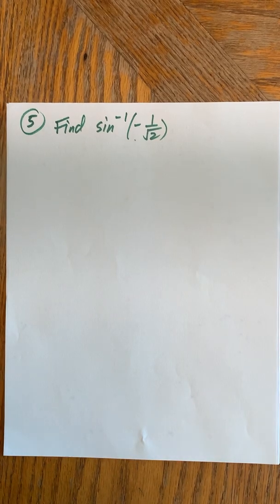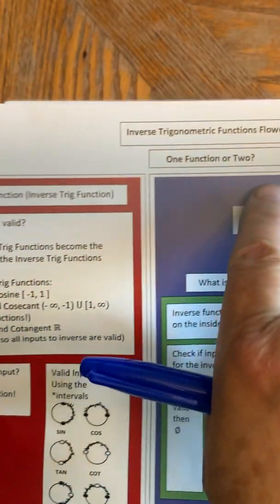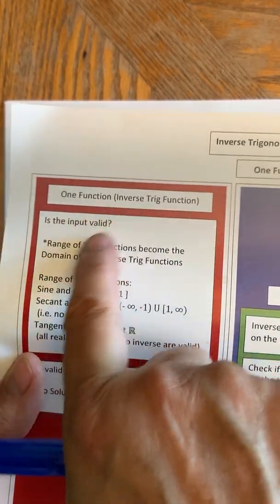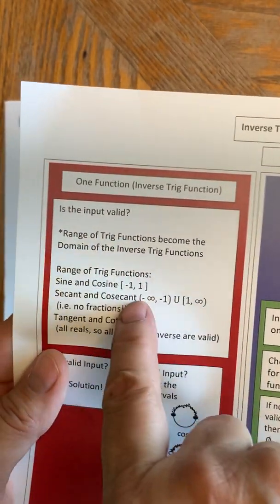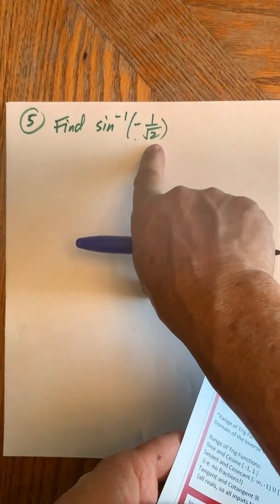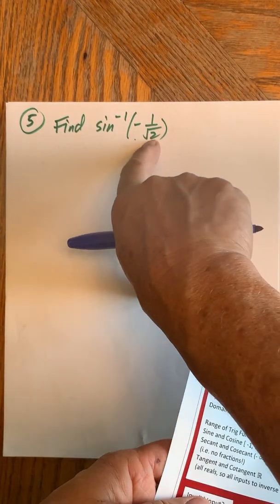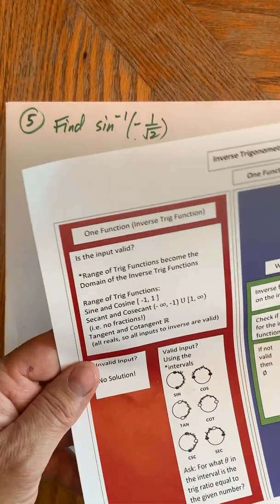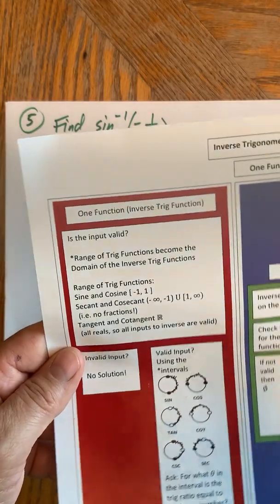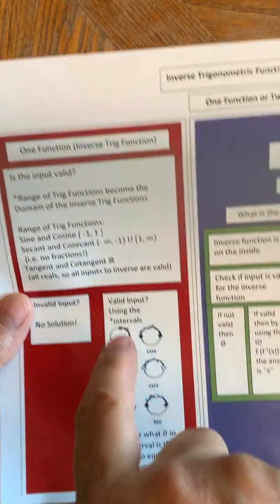Find the inverse sine of negative 1 over square root 2. So that's just one function, right? You ask 1 or 2, one function. Then you got to check if it's valid or not. It is. If you took this number and put it in your calculator, it wouldn't be less than negative 1, right? Because it has to be a number between negative 1 and 1.